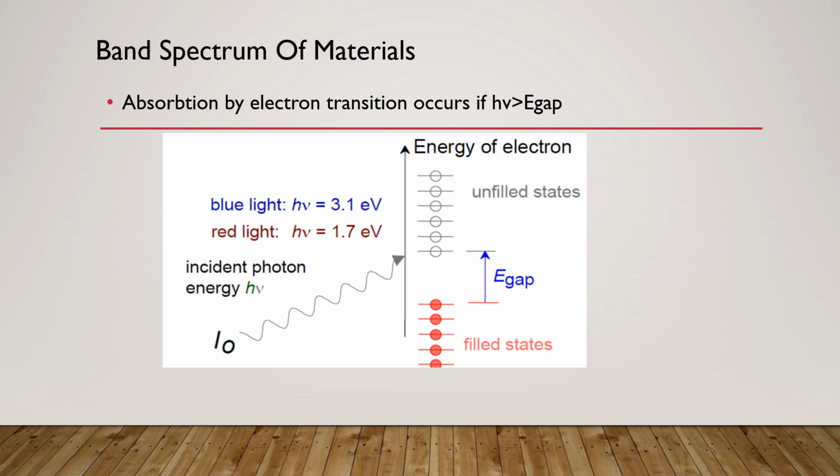Whenever a photon strikes an electron, if the energy of that photon is greater than the energy gap, then the electron will make a transition, and if the energy is less, it will not make any transition. The wavelength should be between 400 and 700 nanometers, which is the visible wavelength range. If the band gap is 1.7 electron volts, it will appear red, and if it is 3.1 electron volts, it will appear blue.